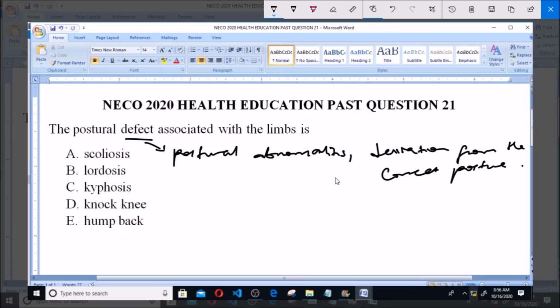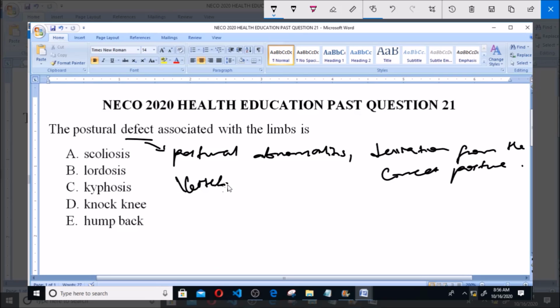We have the postural defect that is associated with the vertebra, that is the backbone, and postural defect associated with the limbs. But the question here is asking us for the postural defect associated with the limbs. Now, option A here says scoliosis. Scoliosis, lordosis, kyphosis, and humpback are all associated with the vertebra. That is, they are associated with the backbone.